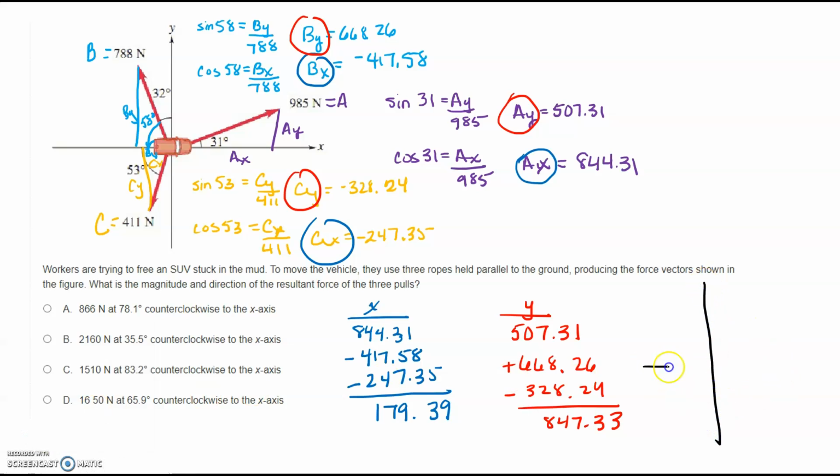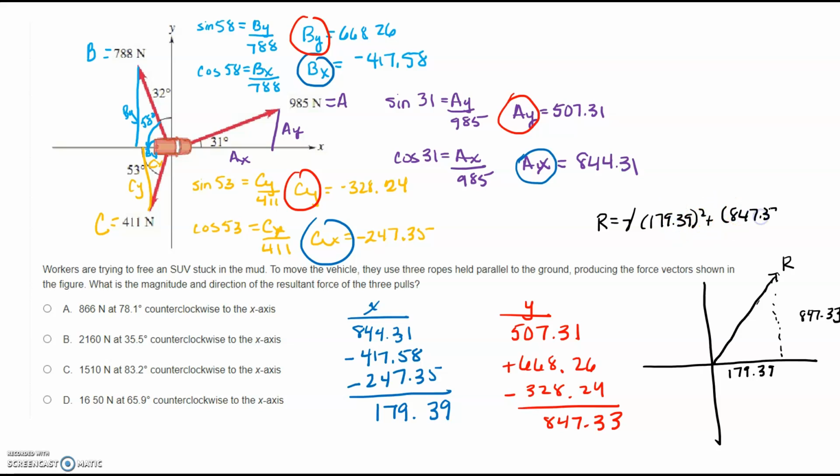So what that looks like is 179.39, because that's positive, and this is my resultant. That should be straight. This can be dotted. And this is going to be 847.33. So I did Pythagorean, and I said, all right, my resultant is going to be the square root of 179.39 squared plus 847.33 squared, like this. So I got 866.11, which is the first one, which is the answer that I got.